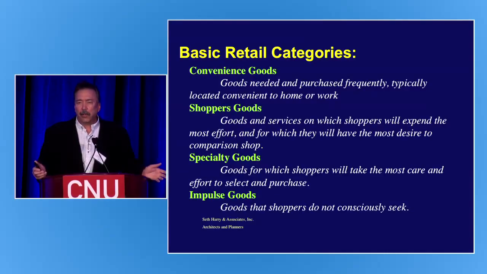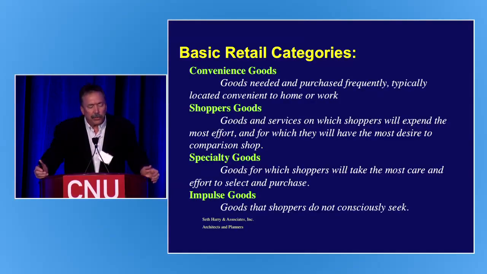They're usually located close to where you live or work. And by the way, grocery falls in the convenience goods category. Shoppers' goods are goods and services on which shoppers will expend the most effort. In other words, they'll do the comparison shopping. That's typically the kind of thing you would have found in a department store, for instance. Specialty goods are more kind of boutique items.